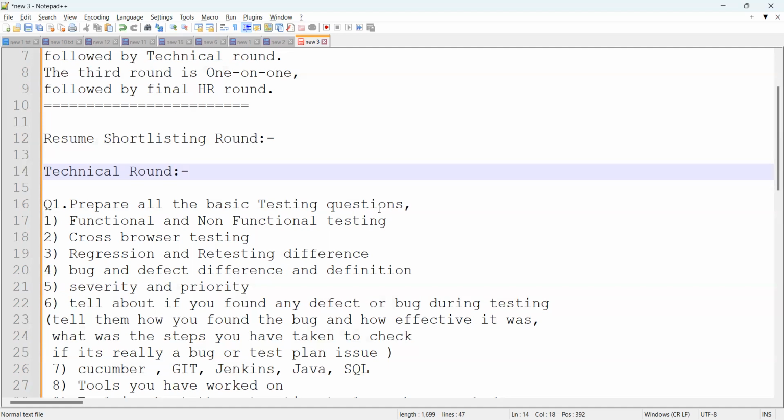The next question is: tell us about any defect or bug you found during testing. Tell them how you found the defect, the effectiveness of that defect, and what steps you took to check whether it is really a bug or a test plan issue. The interviewer might ask what all critical defects you have found so far in your project, and what steps you have taken.